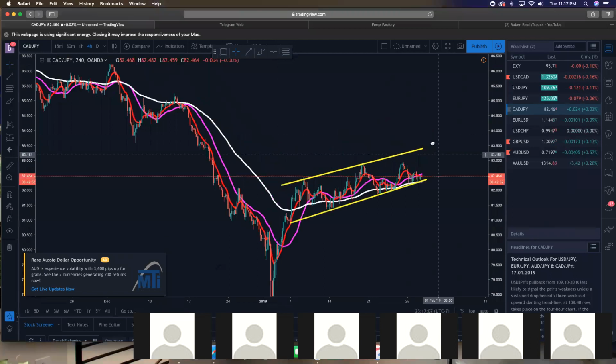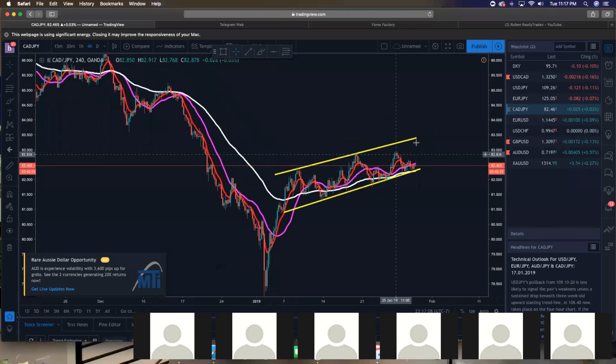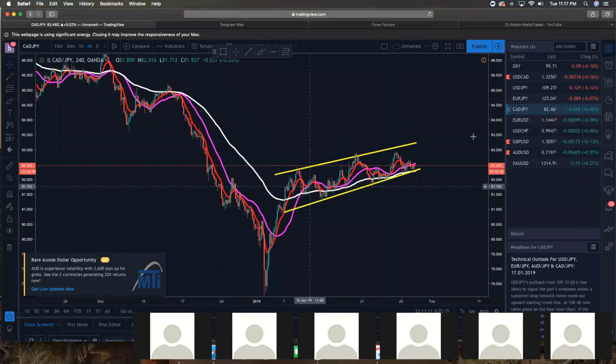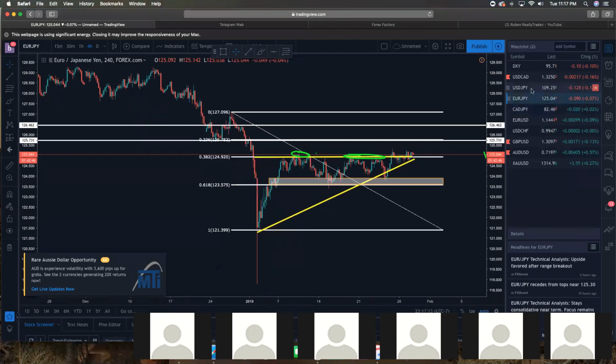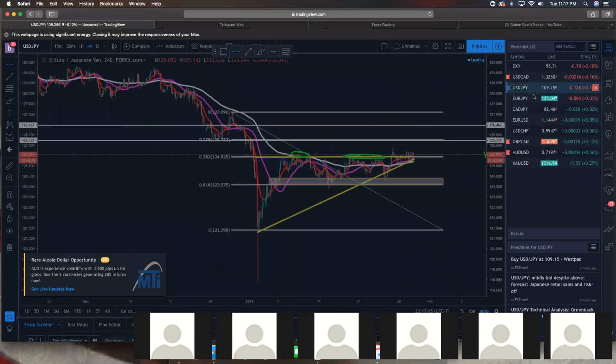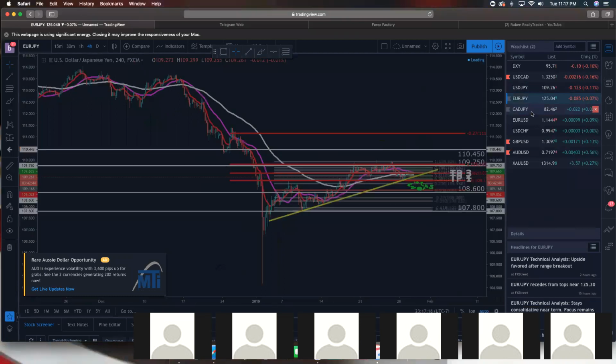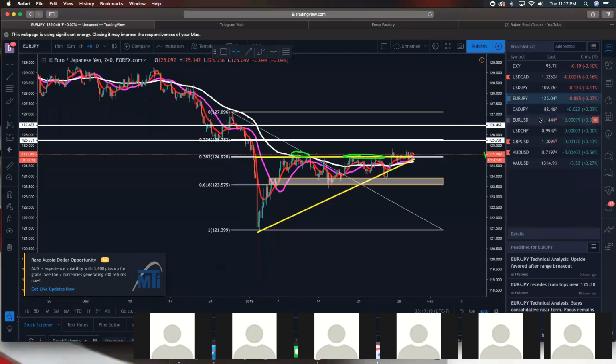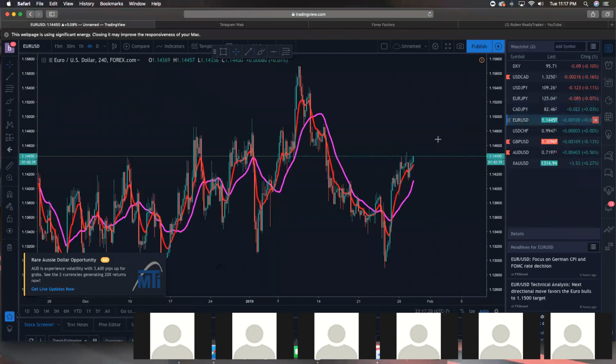But CAD JPY, we're kind of seeing the same thing. All of these pairs are more or less in the upwards direction, all of these yen pairs. So we could definitely just check out how these do over the next couple of days.